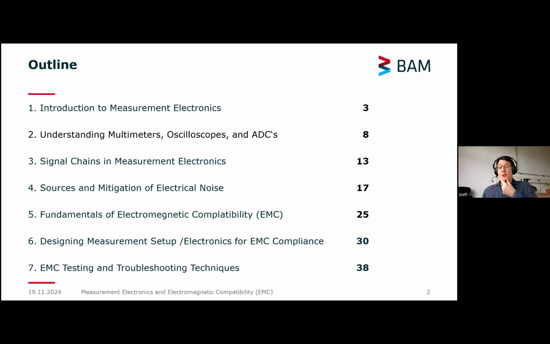So I will be really fundamental and basic, and I'm guessing that you know about multimeters or oscilloscopes, but I will include them in my talk too.